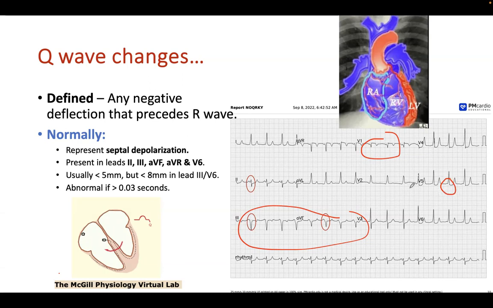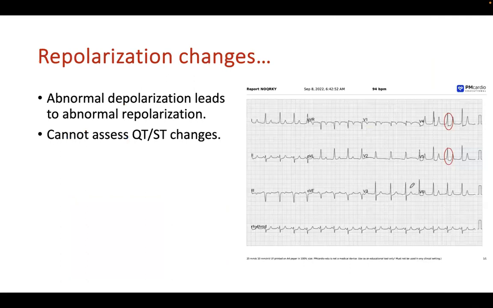If you think there's true ischemia, you have to rule it in or rule it out by CT, by echo, by troponins, by something else. You cannot rely on the ECG. Your repolarization is also abnormal just because your depolarization is abnormal, not because there's true repolarization disease or true ischemic disease.